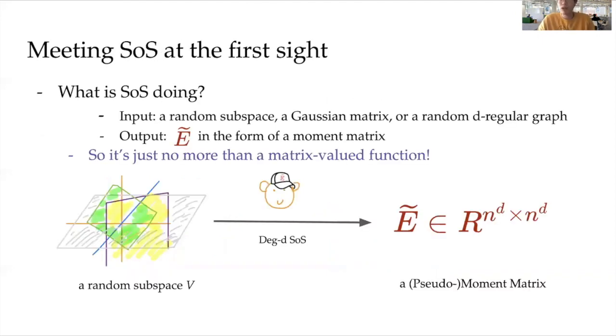But let's recall what SOS is first. SOS takes in some input. It can be some random subspace, or a Gaussian matrix, or some random Erdős–Rényi graph. And what do we want as output? We want a pseudo expectation, and that's usually given in the form of a moment matrix. So we can think of it as more or less just a matrix valued function.